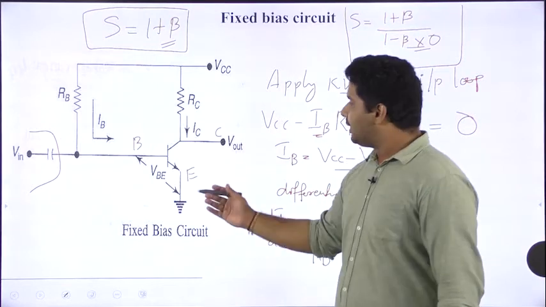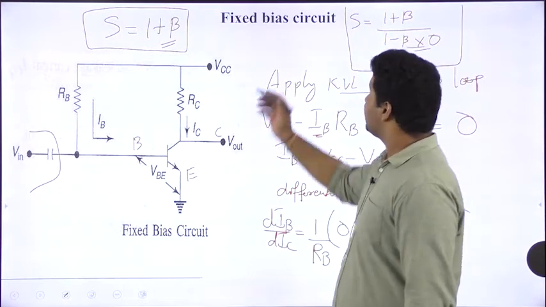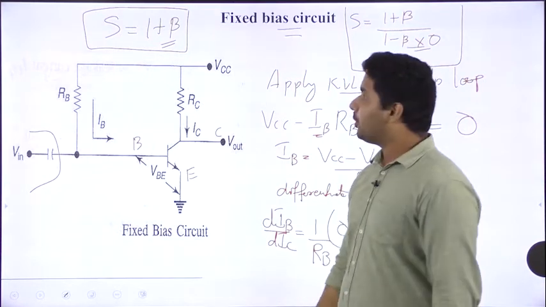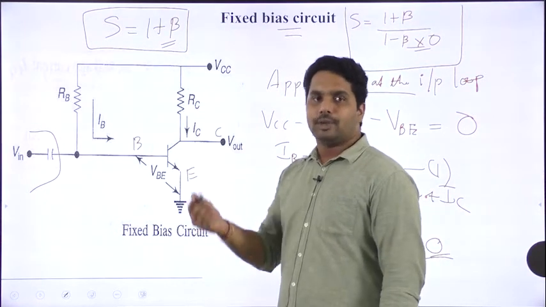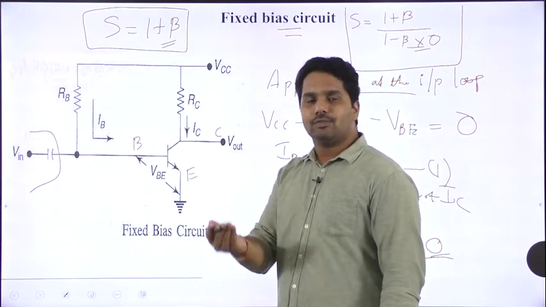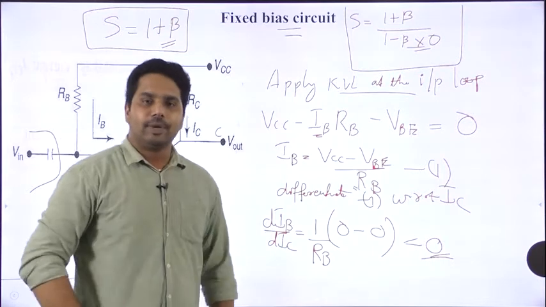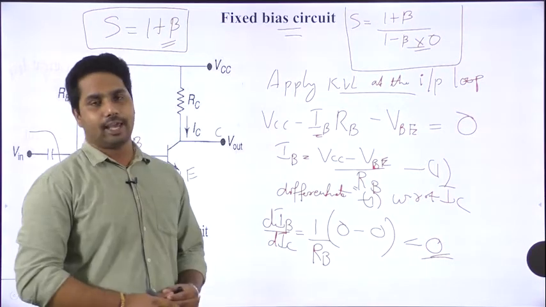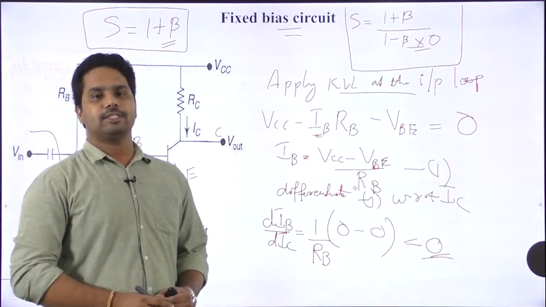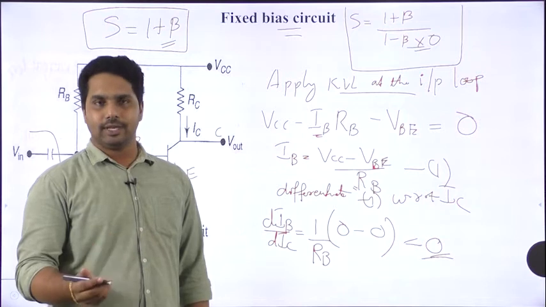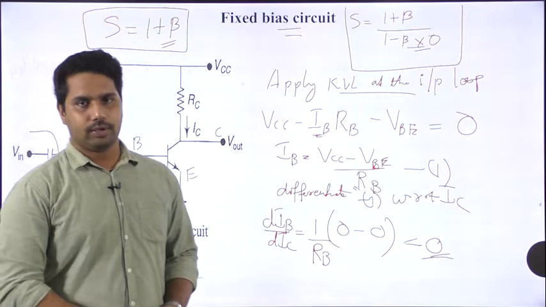less stable. Sufficient stability won't be achieved if you are using a fixed bias circuit, because its stability factor is more. If the stability factor value is more, stabilization attainment is very poor. So this fixed biasing has very poor thermal stability, and because of this reason, it won't find much application.